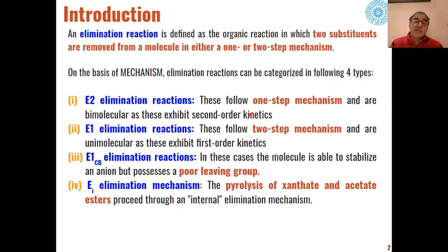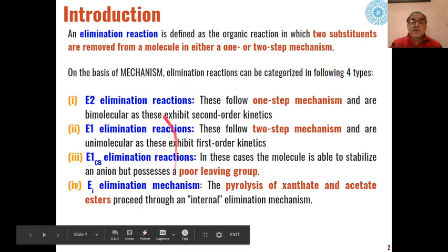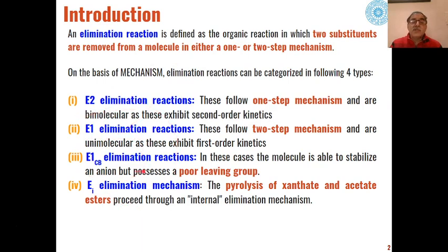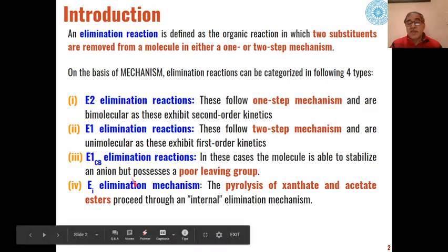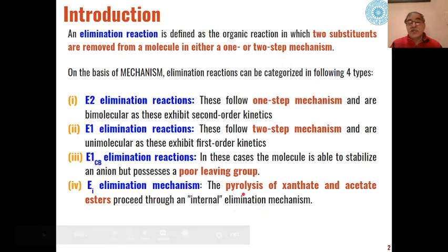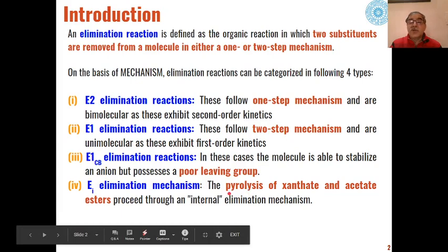As I have told you in the previous lecture, elimination reactions are of four types: E2, E1 and E1CB elimination reactions, which we have already discussed, and in this lecture we will discuss the Ei elimination mechanism, that is internal elimination mechanism, also known as syn elimination or thermal elimination or pyrolytic elimination. This is very common in the pyrolysis of xanthate esters, acetate esters, amine oxides, and quaternary ammonium salts also.